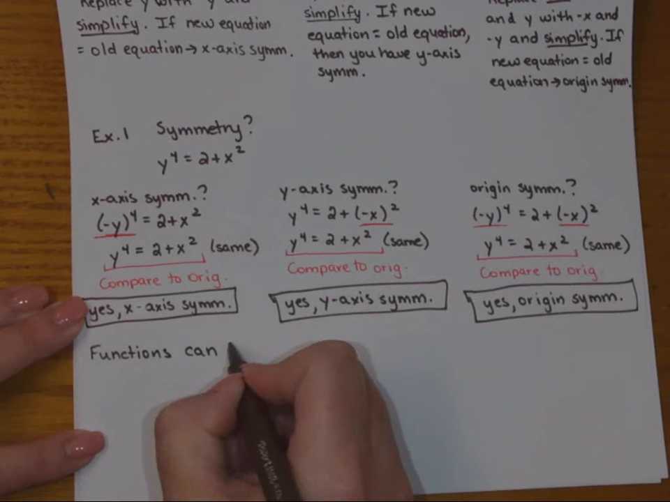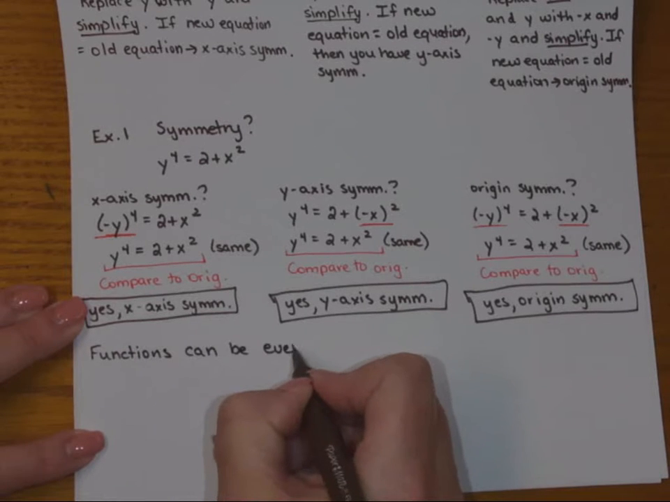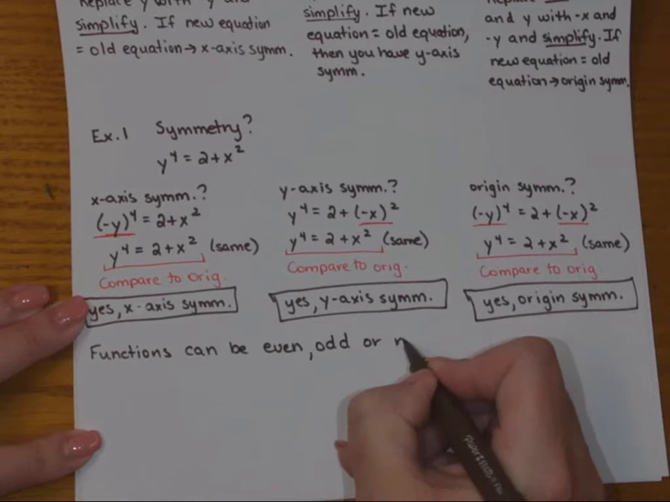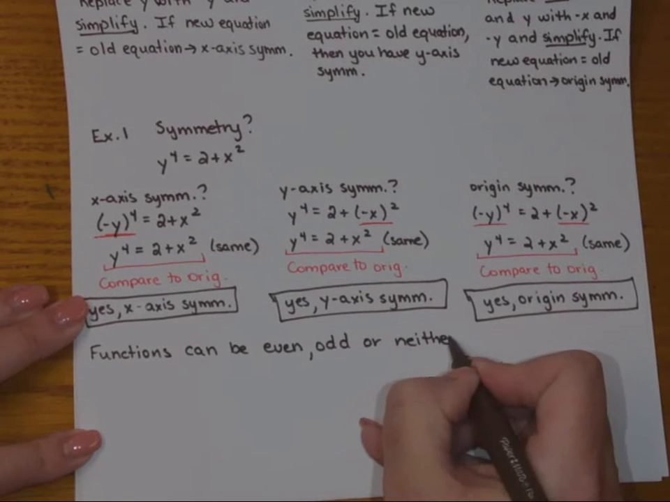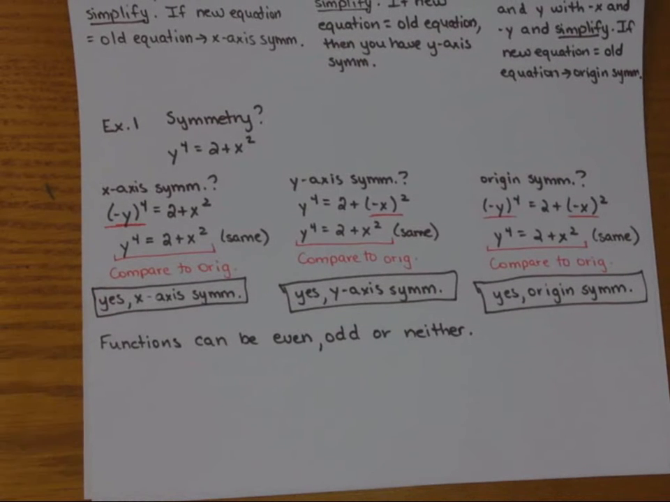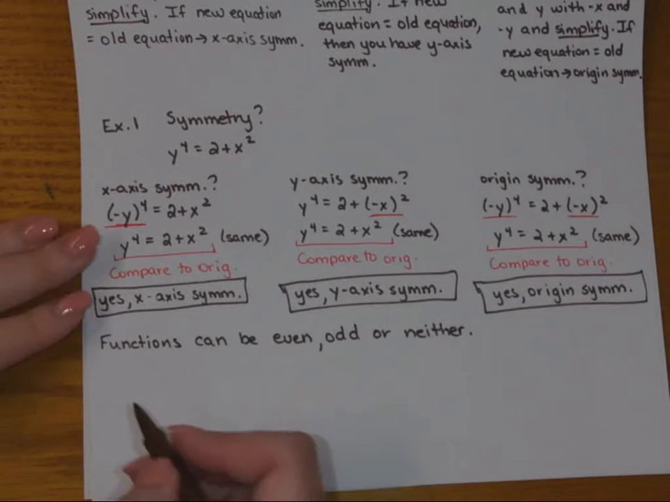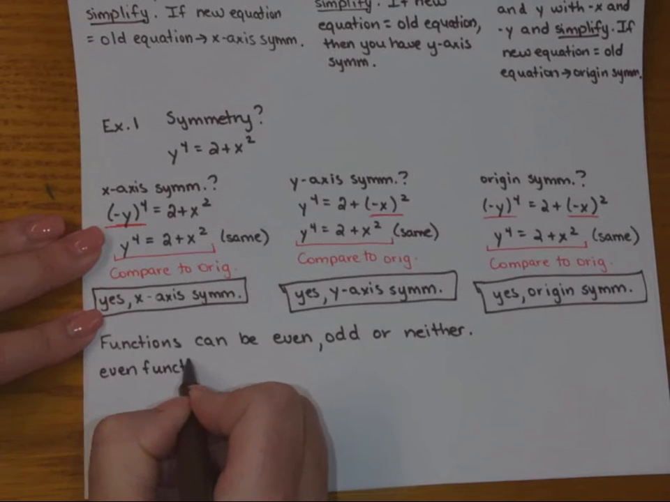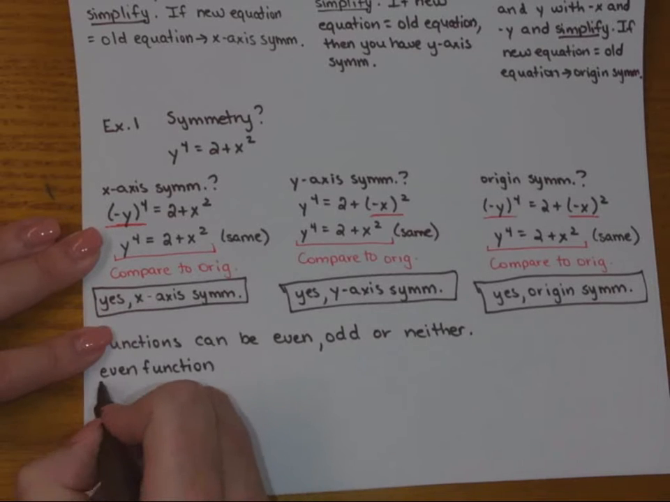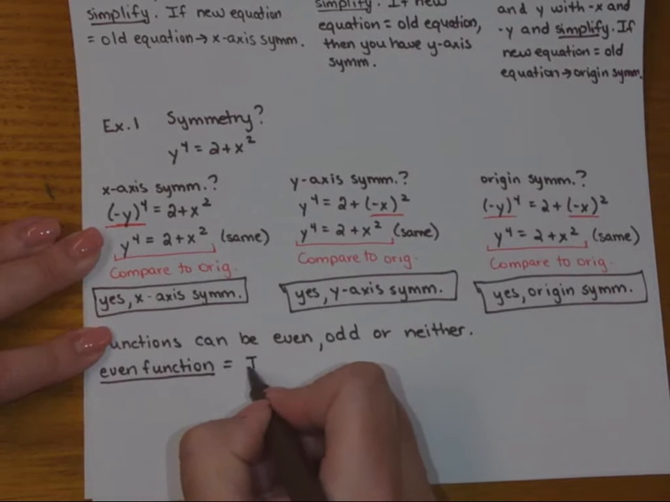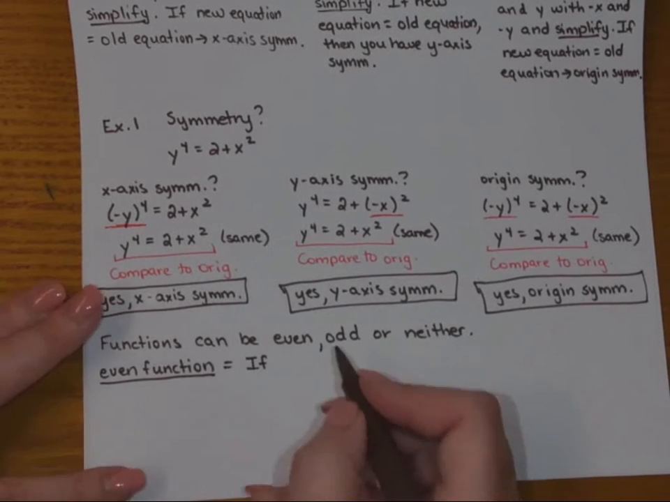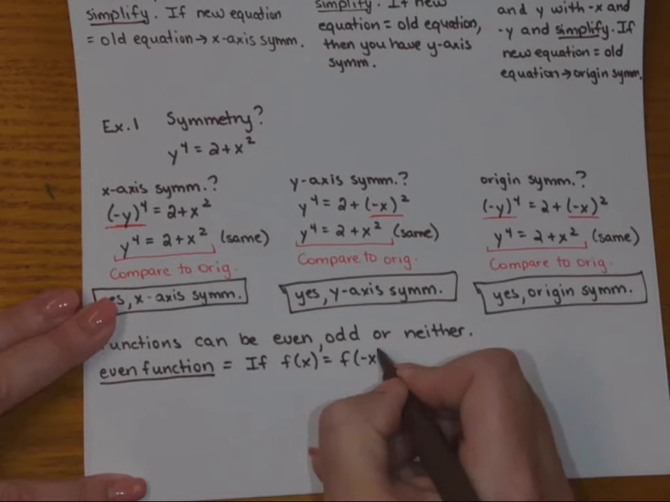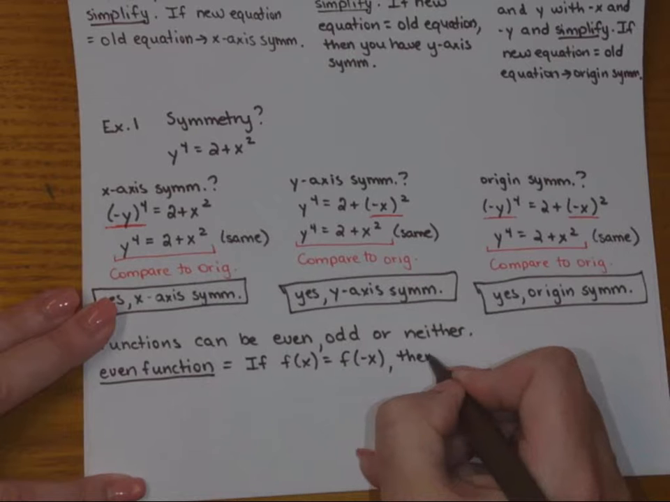Okay, so another detail about functions that we're going to break into today is that functions can be either even, odd, or if they are neither one of those things, they're considered neither. So let's define what even functions are. So here's your math book's definition, okay, your ebook on Connect. If f of x equals f of negative x, then f of x is considered to be even.